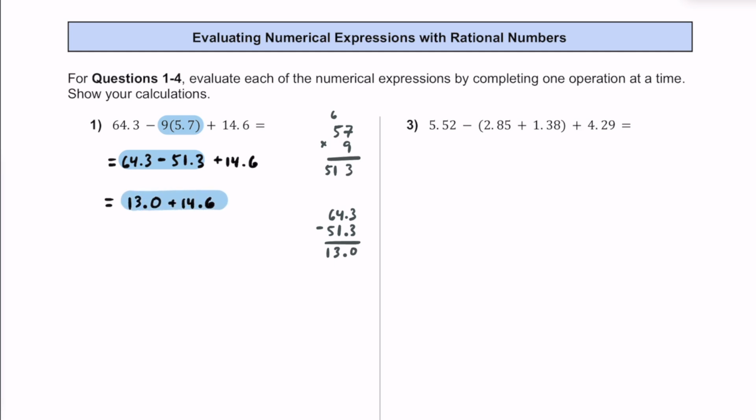And then finally, just adding these two. You might be able to do this one mentally just because you don't have to do much carrying or anything like that. 13 plus 14 is going to be 27. 0 plus 6 is 6, so it's going to be 27.6. So this right here should be our final answer. So I'm going to go ahead and write that here as 27.6. All right, cool. Let's check out number 2.